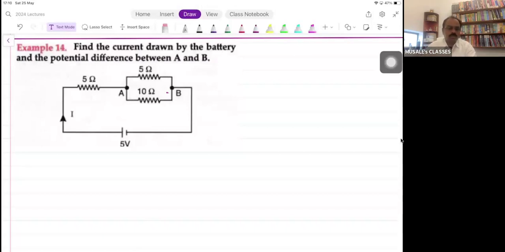You can write down this question. Write down in your notebook. चला लिहून घ्या नोटबुक मध्ये हा क्वेश्चन. Find the current drawn by the battery and the potential difference between A and B.